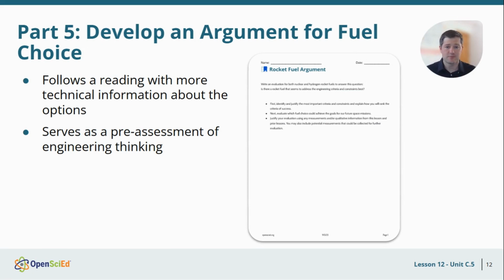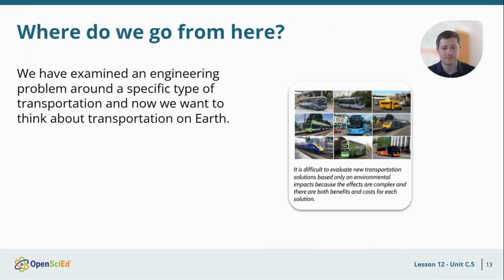Then students are going to have some readings which engage them with more technical information about these options, and they're going to develop an argument for which rocket fuel they think better meets those criteria and constraints. This is essentially a pre-assessment of engineering thinking. If students need a lot of support, you might need to dwell a little bit longer on some of the engineering pieces in subsequent lessons. Or if this goes really well for students, you might be able to move a little bit quicker through, say, lesson 13. Then from here, we've now examined an engineering problem around a specific type of transportation, and now we want to think about transportation on Earth.